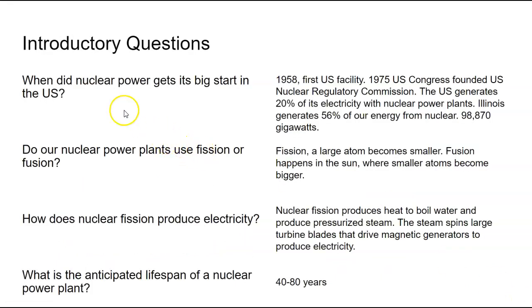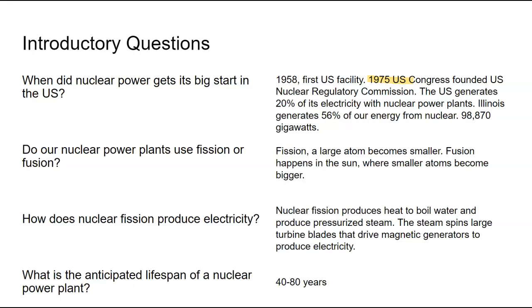Introductory questions. When did nuclear power get its big start in the United States? That would be in 1958, was when the first U.S. facility was built for nuclear power generation. In 1975, Congress founded the U.S. Nuclear Regulatory Commission.